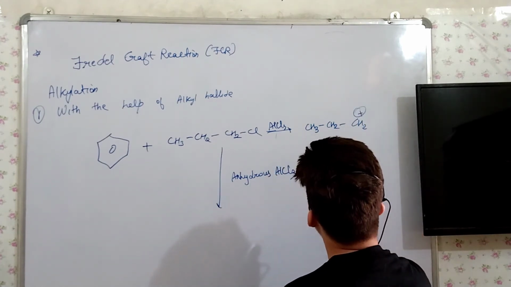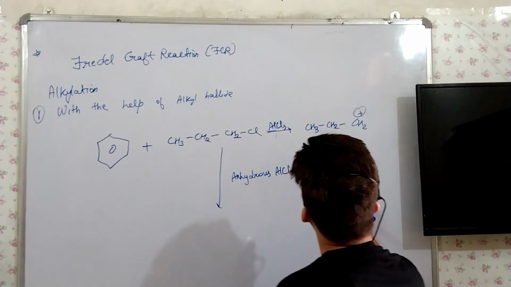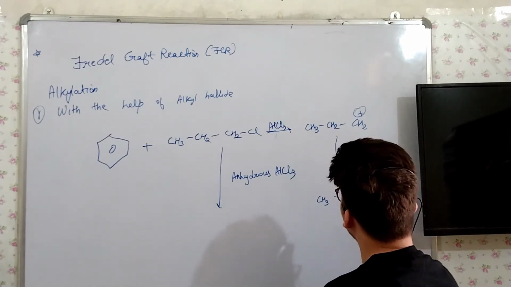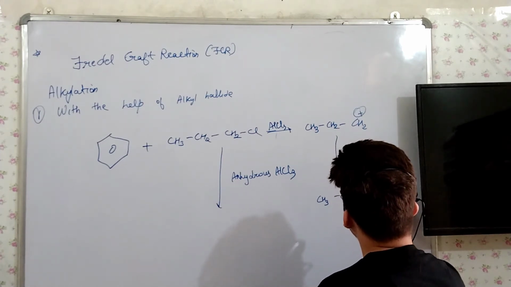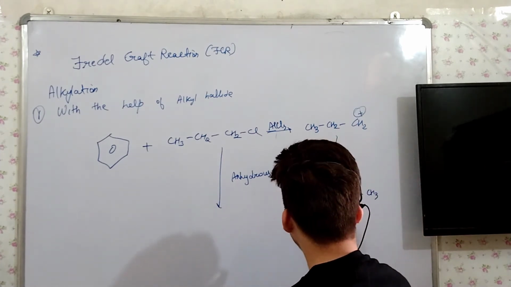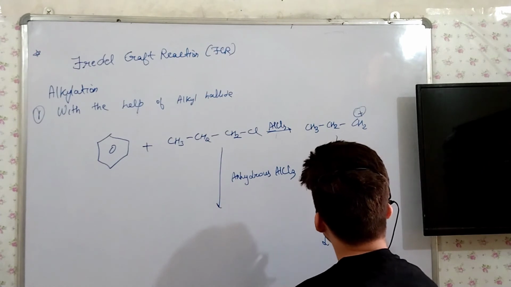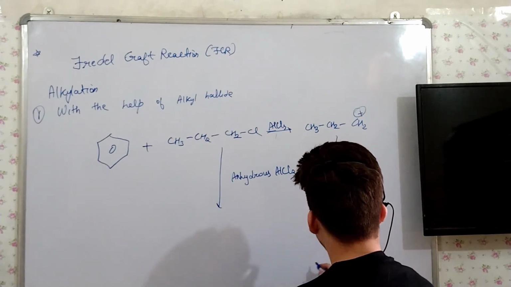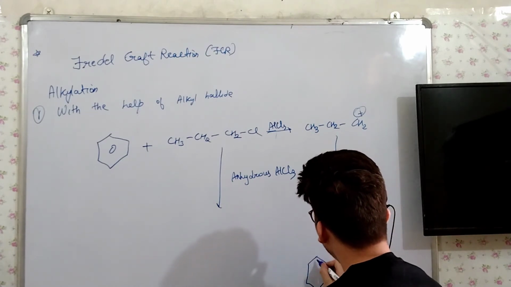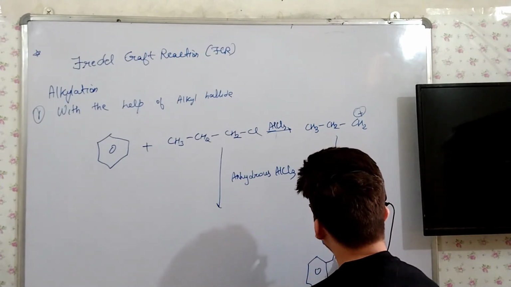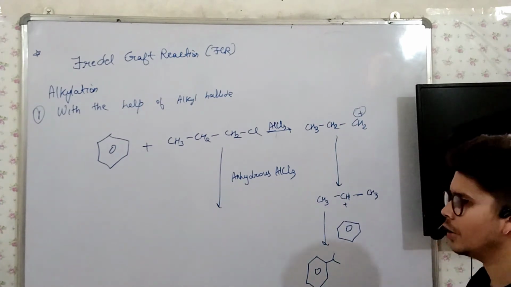So this carbocation will go through rearrangement, which gives CH3 CH plus CH3. So this will react with the benzene present here, and the product formed is isopropylbenzene. So this is the final product we will get.